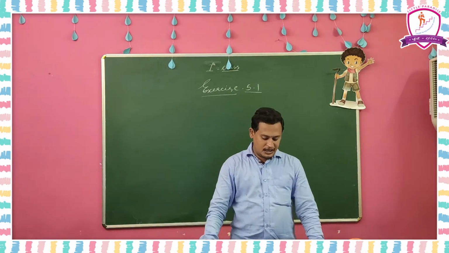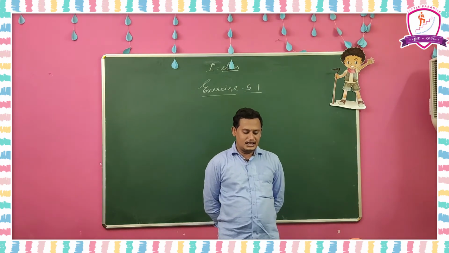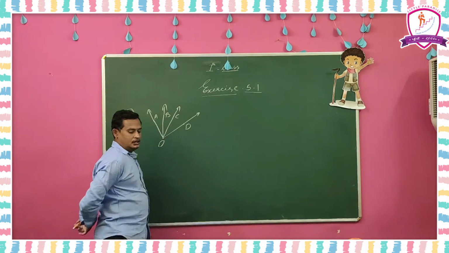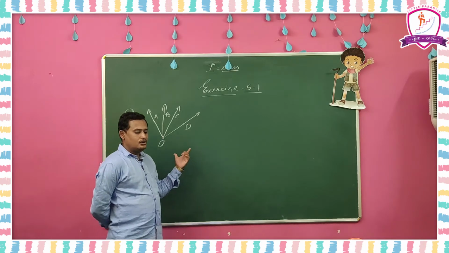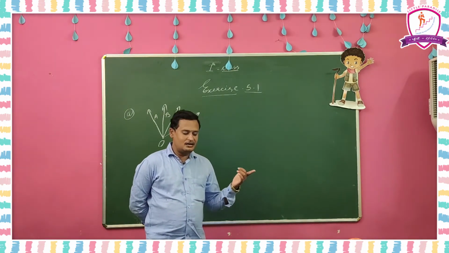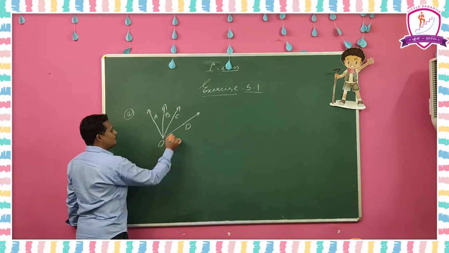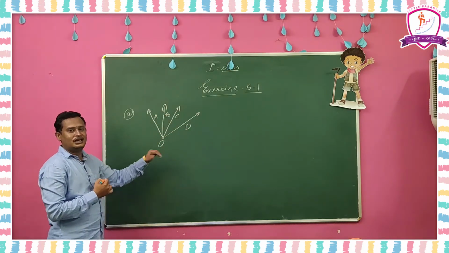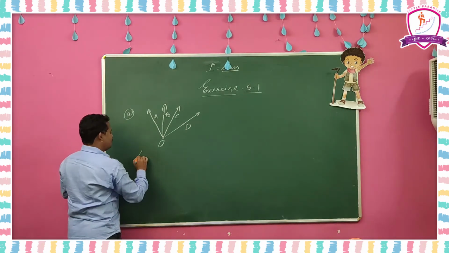In the fourth one, look at the given figures and answer the following questions. How many rays are there in figure 1? Here 4 rays are there, 4 rays started at O. So we have to write how many rays there are. 4 rays. What are those? OA, OB, OC and OD are the 4 rays in the given figure. Understood? Like that only you have to write.